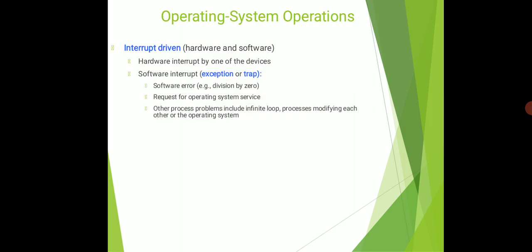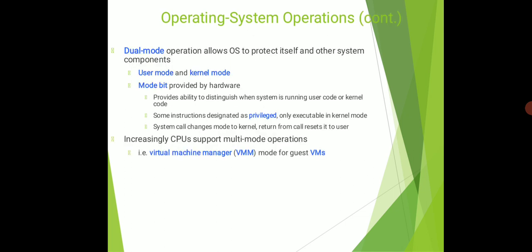Operating system operations are interrupt driven, both hardware and software. A hardware interrupt is by one of the devices. A software interrupt is an exception or trap. A software error, for example division by zero, or a request for OS service. Other process problems include infinite loops, and processes modifying each other or the operating system. These are the operations of the operating system.